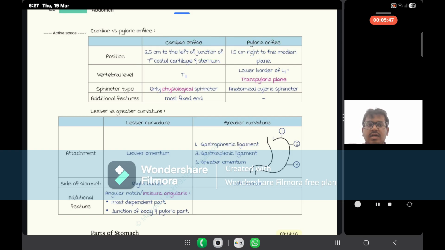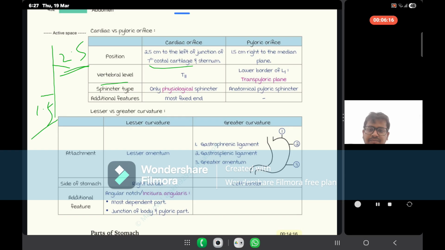when we talk about the structure, the cardiac orifice is 2.5 centimeter away from the sternum, at the 7th costal cartilage. The pyloric orifice is 1.5 centimeter to the right of the median plane, and it is to the right of the cardiac orifice, 2.5 centimeter away.